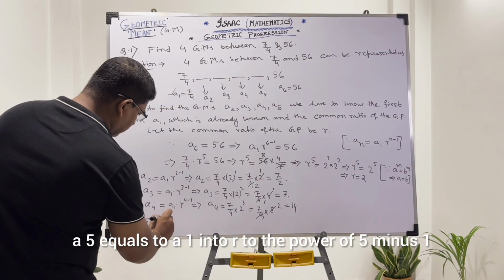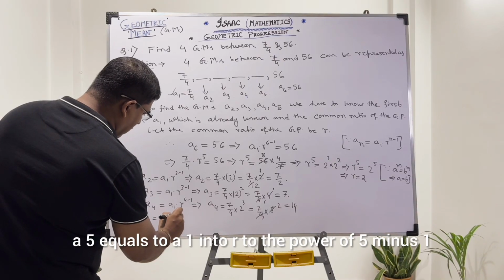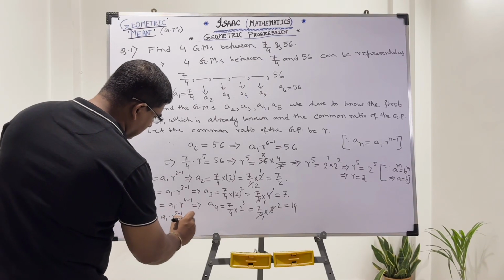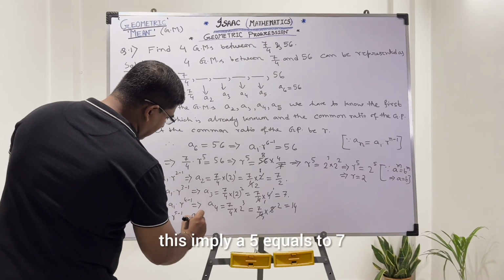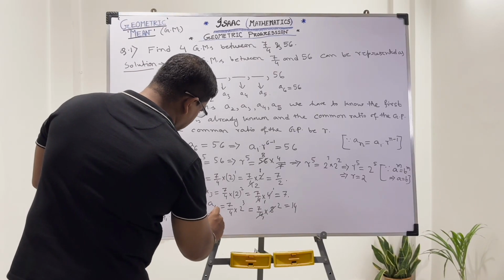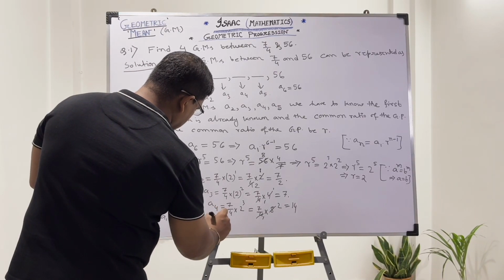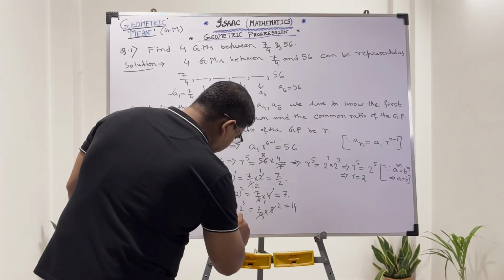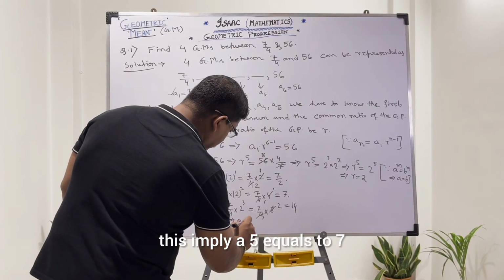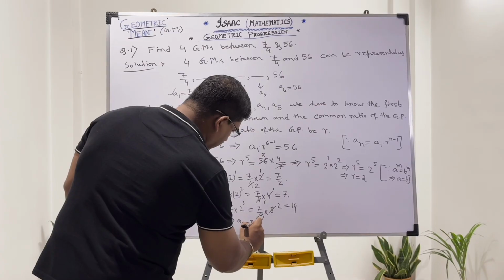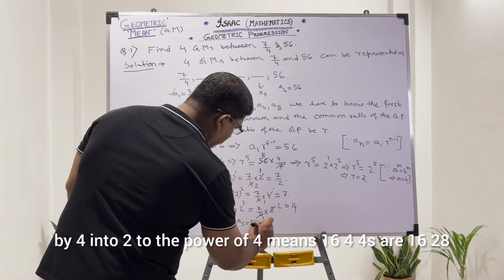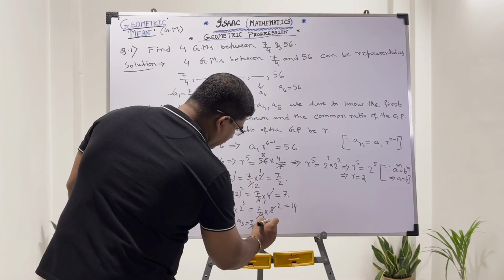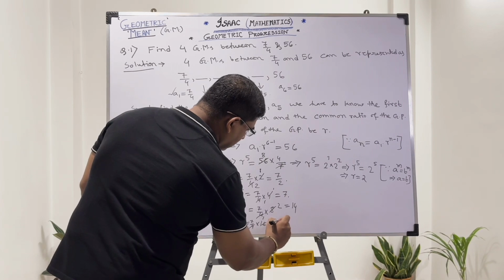A5 equals A1 into R to the power of 5 minus 1. This implies A5 equals 7 by 4 into 2 to the power 4, which means 16. 4 4s are 16. So 28.